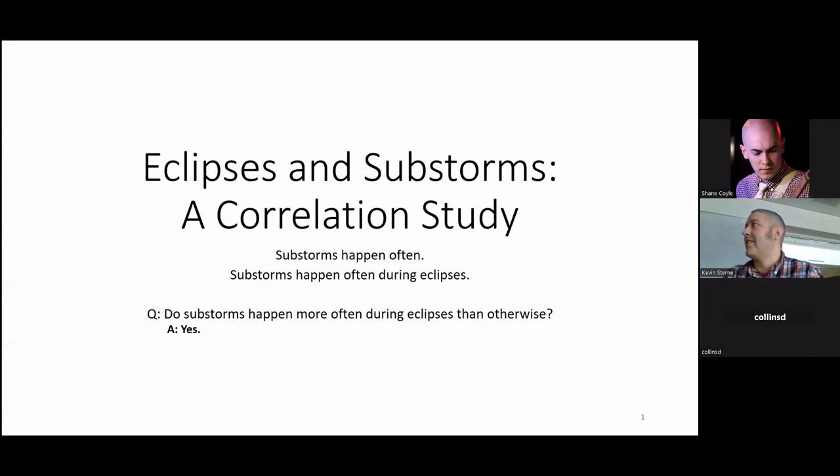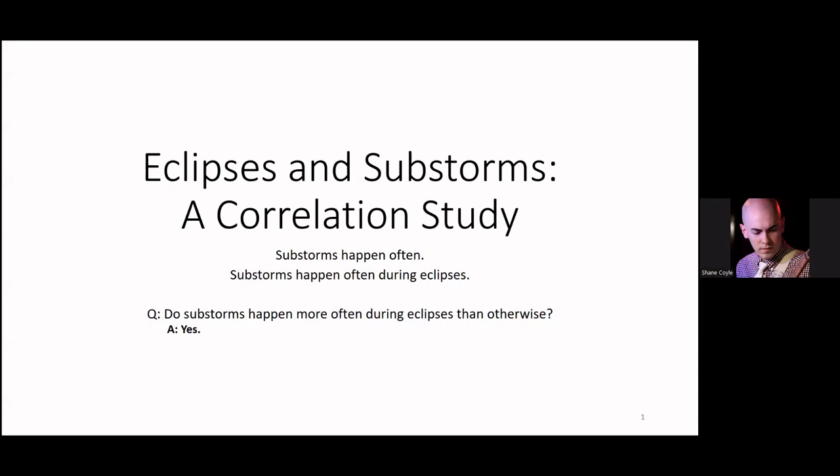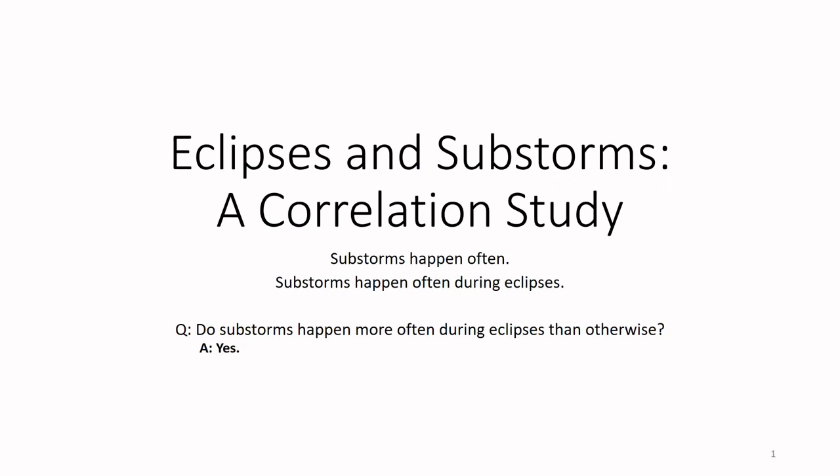Yeah, thanks, Kevin. Definitely didn't want to bury the lead here. I've kind of answered the question here, but I'll go through the process. So eclipses and substorms, right? We're looking at the correlation, if there is one that exists between them. And yeah, I've kind of lined it up. Substorms happen pretty often, typically a couple a day. They happen often during eclipses as well. Eclipses are obviously a lot more infrequent, happening maybe 2 to 5 times a year.